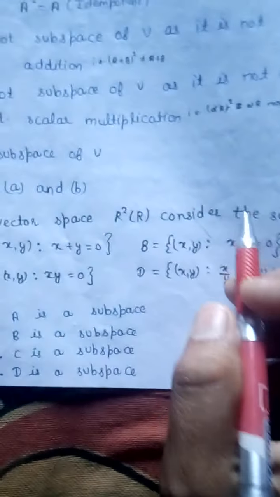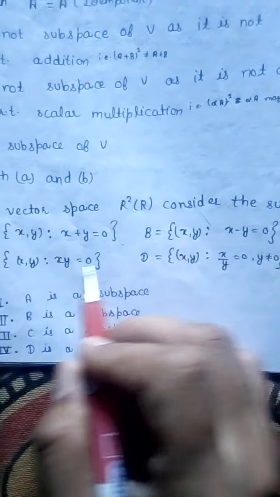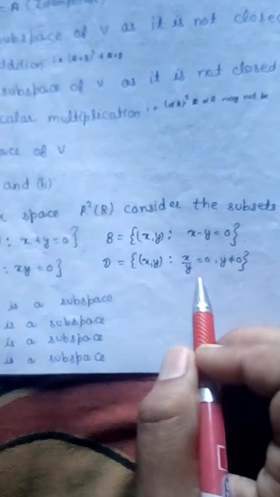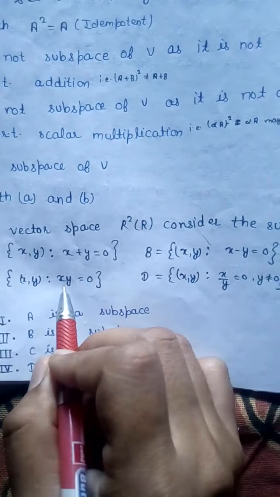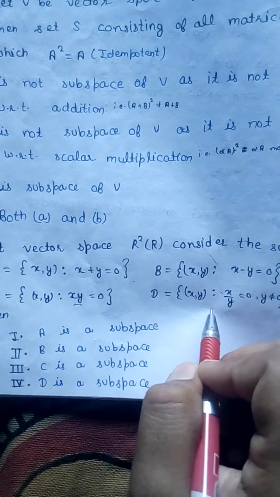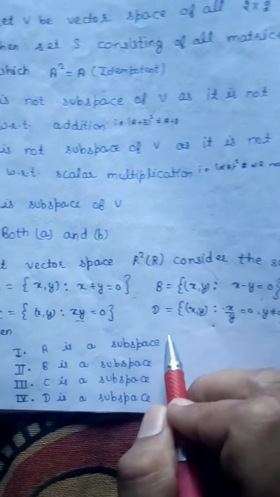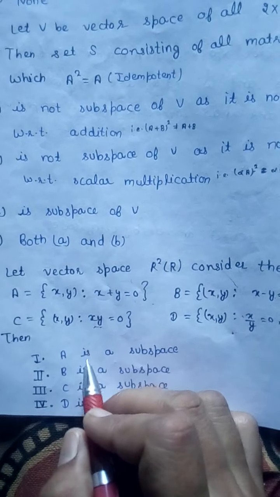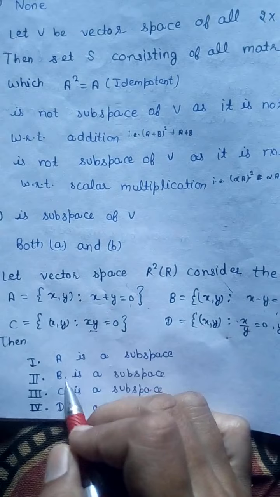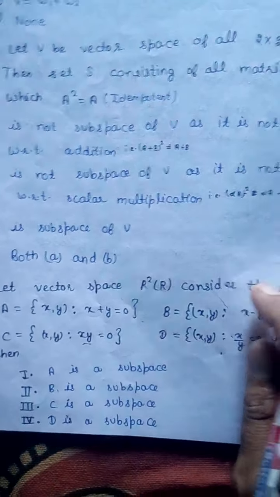Now we discuss the question. Let vector space R square over R, consider the subsets: A, (x, y) such that x plus y equal to 0; B, (x, y) such that x minus y equal to 0; C, (x, y) such that xy equal to 0; and D, (x, y) such that x by y equal to 0, y non-zero. C and D are not subspaces because multiplication and division are not subspaces, but plus and minus equal to 0 are subspaces. So A is a subspace and B is a subspace. First and second are true. C and D are not subspaces.